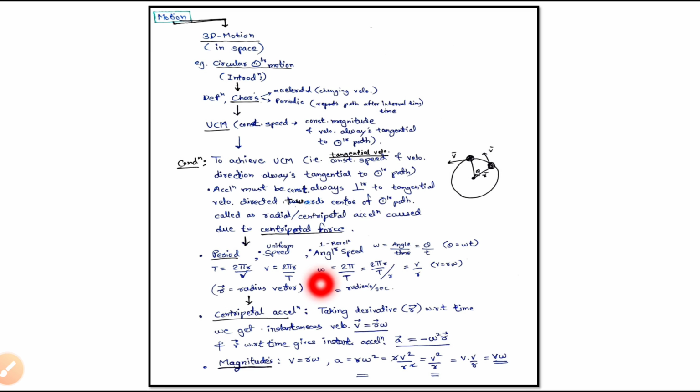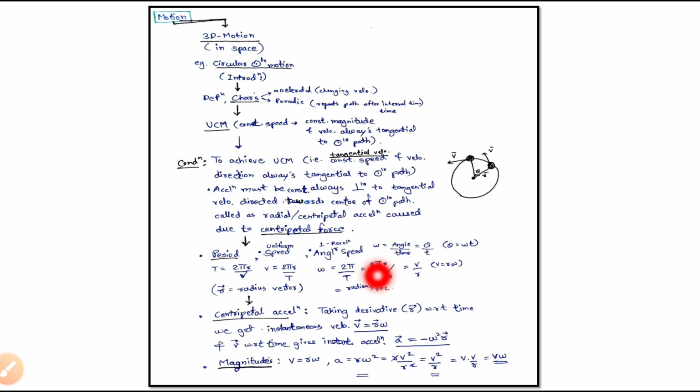So by definition, angular speed is equal to angle upon time, that is 2 pi by T. Multiplying and dividing by r, we get 2 pi r by T, that is v, and v by r. So we have got the relation between linear velocity and angular velocity, that v is equal to r omega.